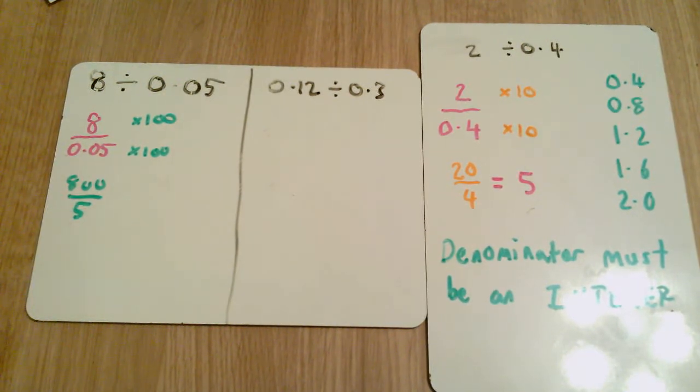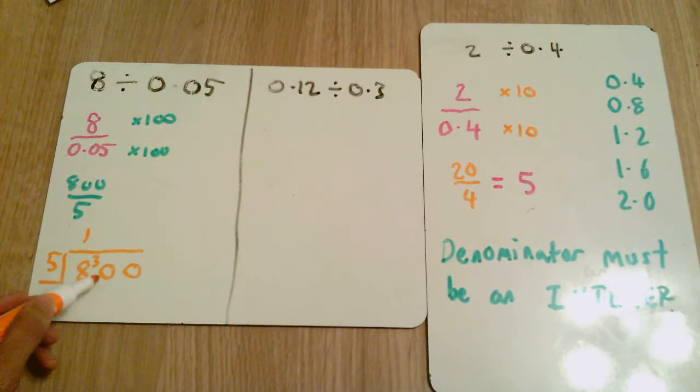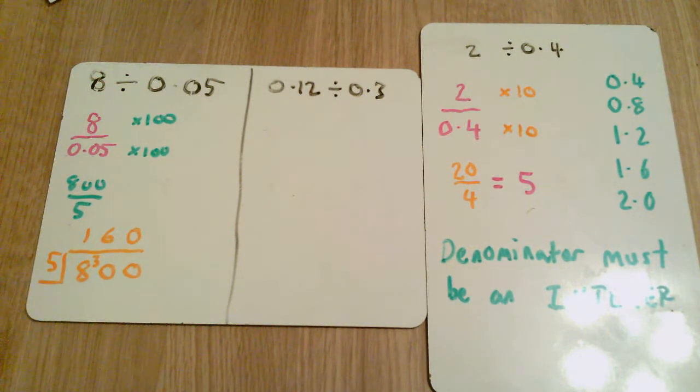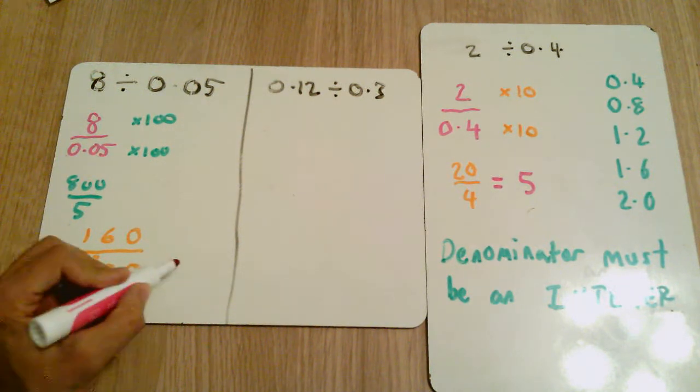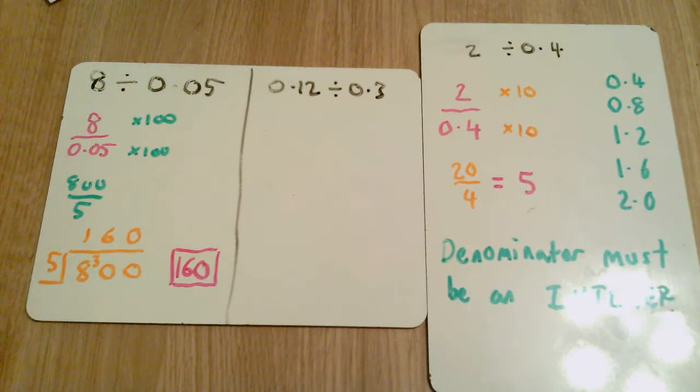Now, if we do this via long division, as we saw in the first example, 5 into 800, 5 into 8 is 1, leaving us with 3 remaining. 5 into 30 is 6, with 0 remaining, and 5 into 0 is 0. So what we have here is that 5 into 800 gives us a final answer of 160. That is our final answer over here.